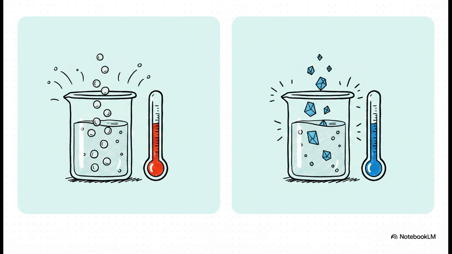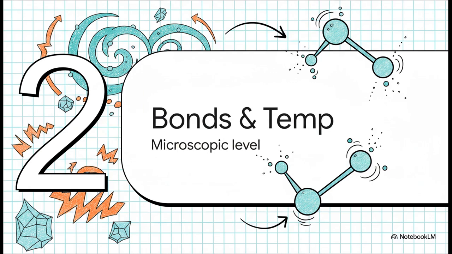Now, for your CSEC exams, you absolutely need to know these concrete laboratory examples. If you mix sodium hydroxide pellets with water, the temperature of the surroundings rises. The beaker actually gets hot to the touch. That is a classic exothermic reaction. But if you dissolve potassium nitrate in water, it absorbs heat, which causes the temperature to drop, a perfect endothermic reaction.